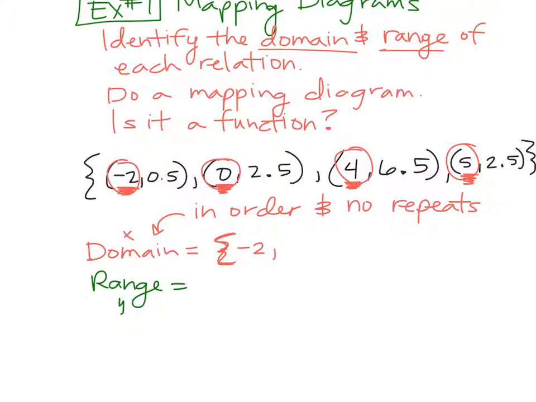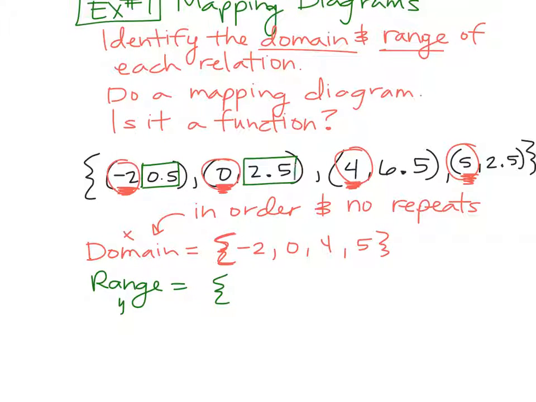-2. What's the next smallest? 0. Then 4. Then 5, okay? And you finish off your brackets. That's how you would list your domain, okay? That's your x values. Then you do the range, okay?